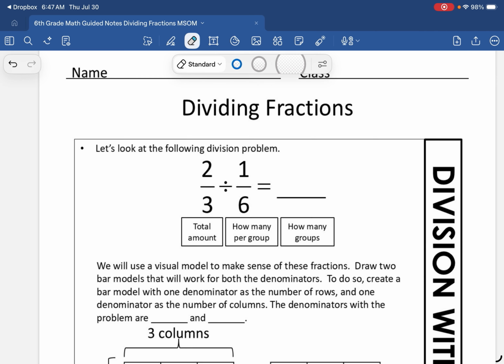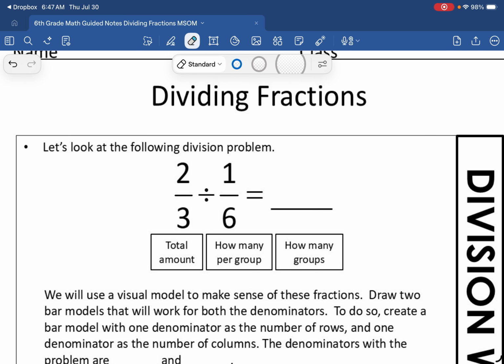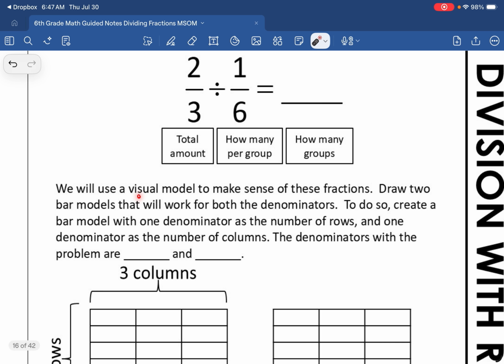Let's look at the following division problem. So 2/3 is my total amount, divided by 1/6 means how many per group, so I'm going to have 1/6 per group, and my quotient is how many groups. We will use a visual model to make sense of these fractions. Draw two bar models that will work for both the denominators.